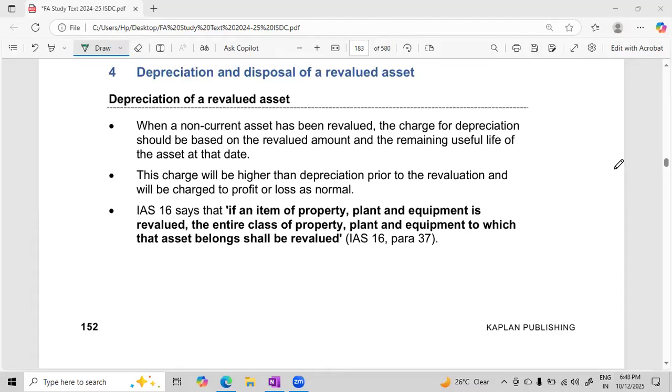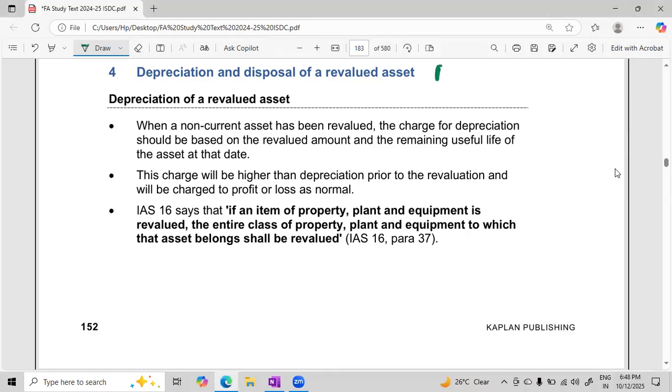Hello everyone, welcome back. In this video, we are going to study depreciation and disposal of a revalued asset. In the previous video, I have already explained the meaning of revaluation surplus. We saw how to calculate revaluation surplus in case of depreciable assets and non-depreciable assets, and we also did the journal entries and how to post them in ledgers, right?